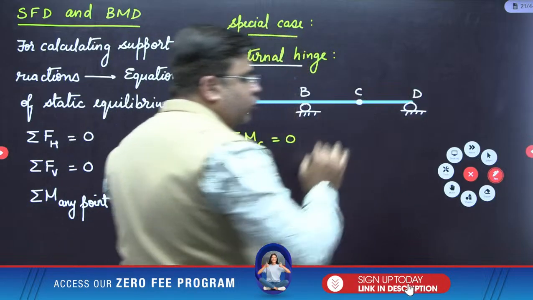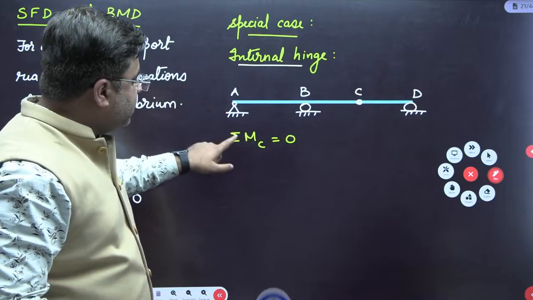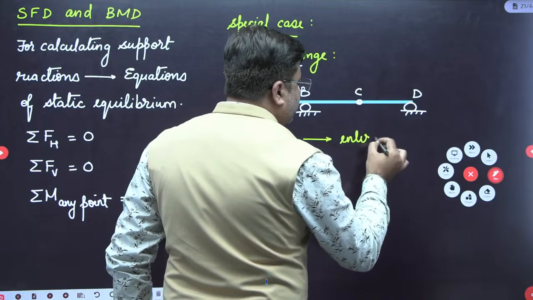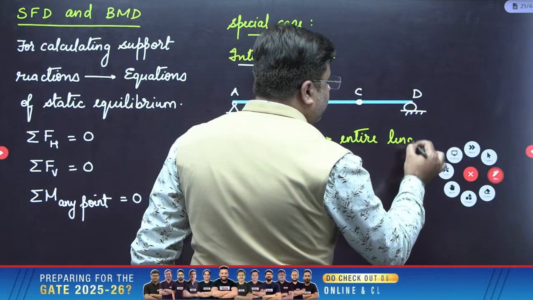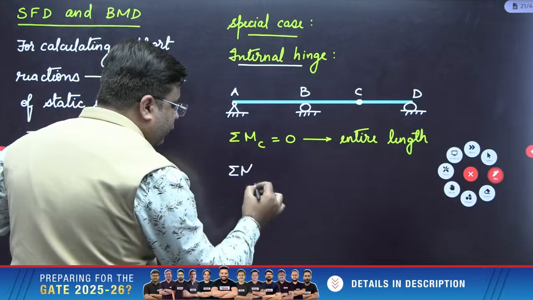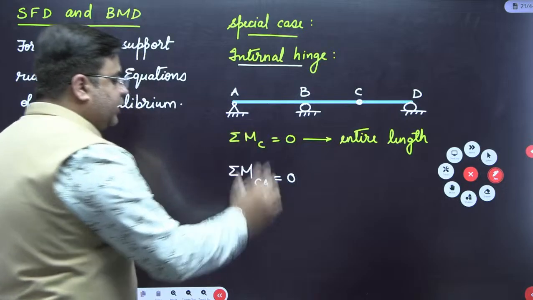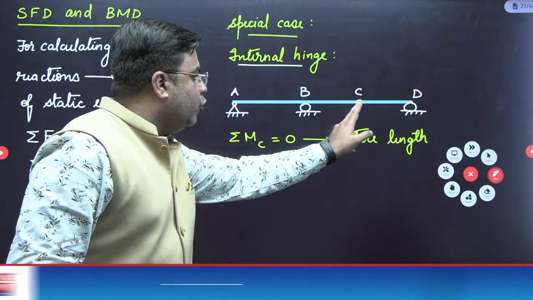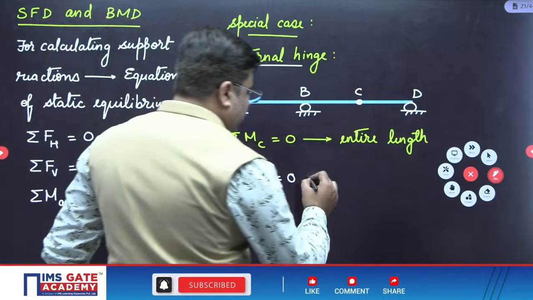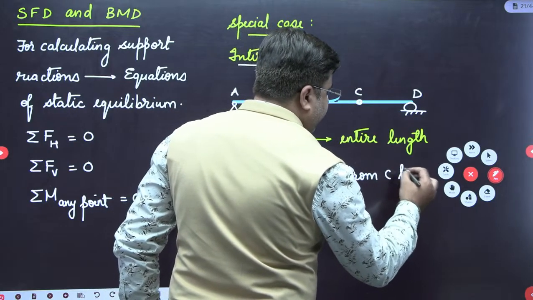summation of moment due to all the loads throughout the entire length of the beam, right? So when you write this summation of moment about C equal to 0, you have to consider the entire length of the beam. But when an internal hinge is present, one advantage that we have is summation of moment about C on portion CA. So when you write this equation, it means you have to stand at C and only observe the left side of C. From C to A you have to see.